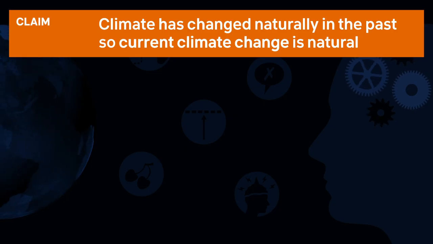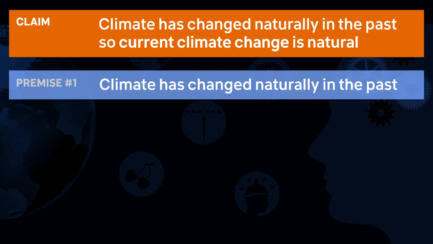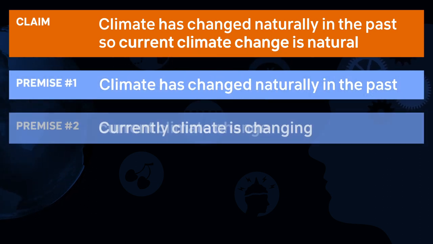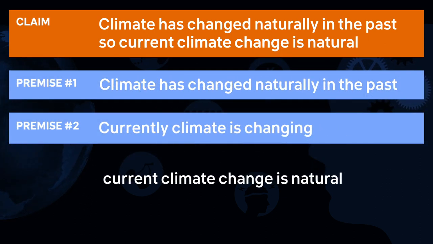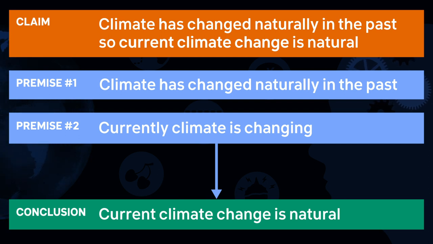Arguments fit the following structure. They have one or more starting assumptions. We call these premises. And a conclusion. When you're examining a claim, you first need to reorganize it into this structure. Once you've deconstructed the claim into premises and a conclusion, you can move on to step two, working out whether the argument is logically valid.